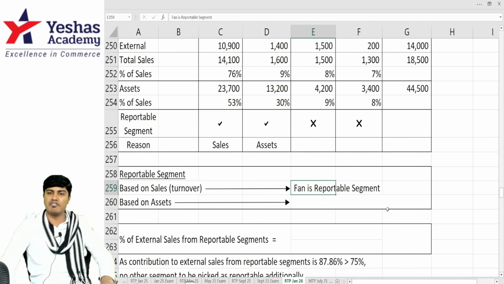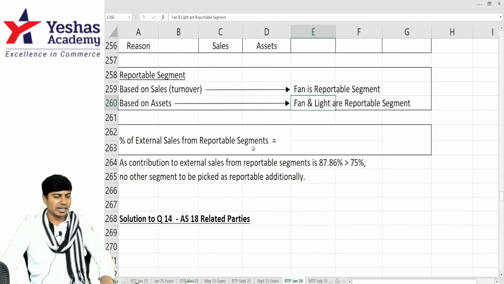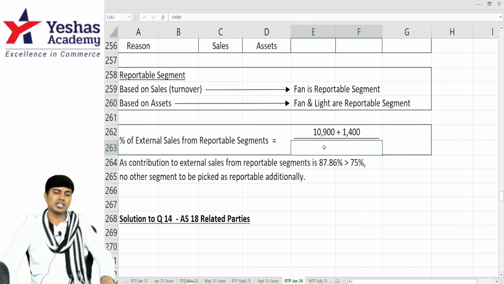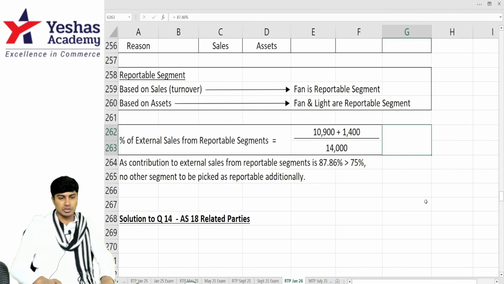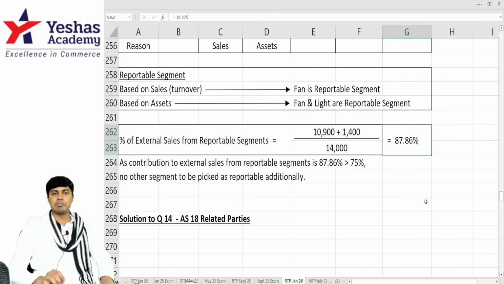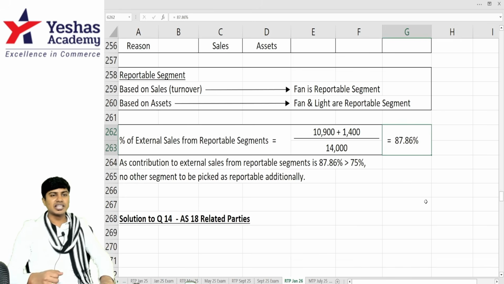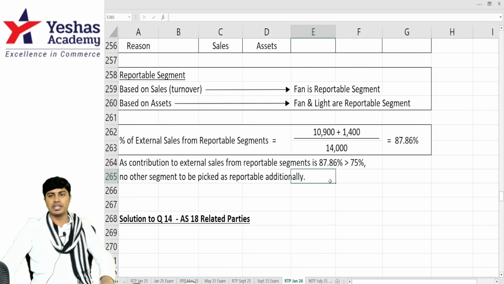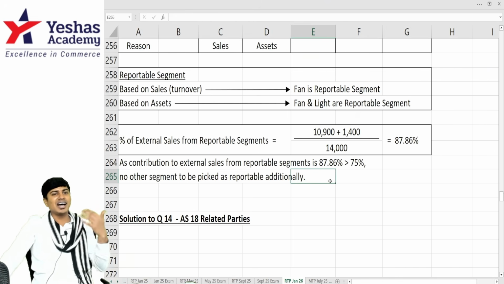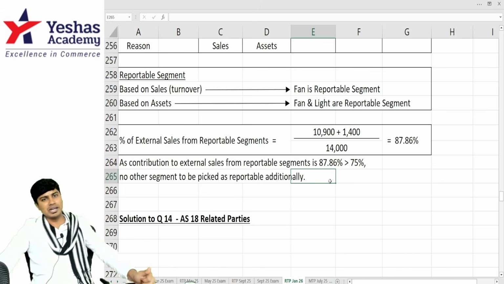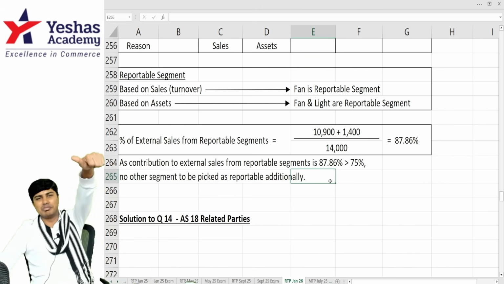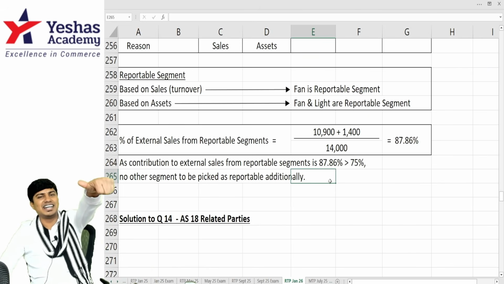Based on sales turnover, fan. Based on assets, fan and light. And external revenue contribution, 10,900 plus 1,400 divided by 14,000. They contribute 87.86% of the total revenue, because it contributes to more than 75%. There is no need to identify any other segment as a reportable segment. This is the answer to question number 13, which is on accounting standard 17.